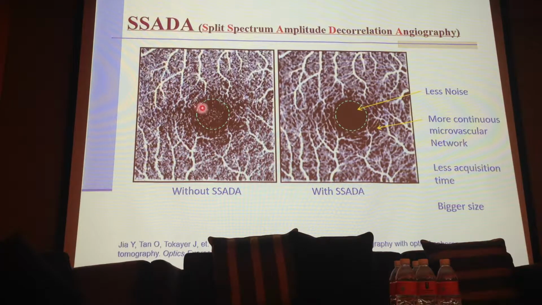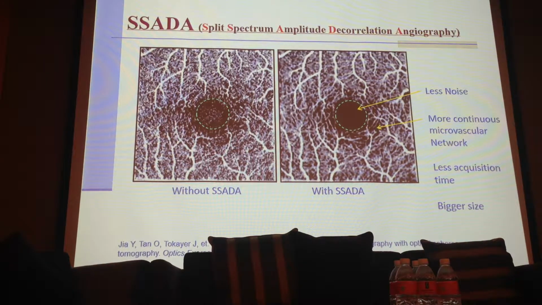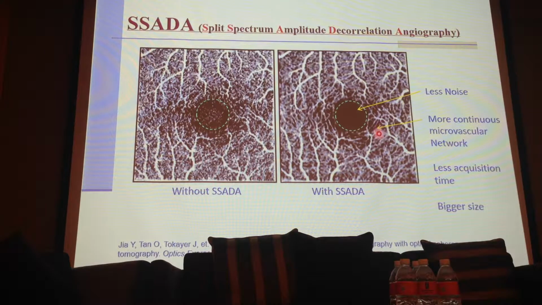In the full spectrum, there is background noise everywhere, especially in this avascular zone, where you can appreciate some white spots. That is not true signal of the flow, but noise. But with SSADA, the contrast is pretty good inside the vascular zone and background. And you can appreciate these small capillaries, a more continuous microvascular network. Another benefit is less acquisition time or bigger size.